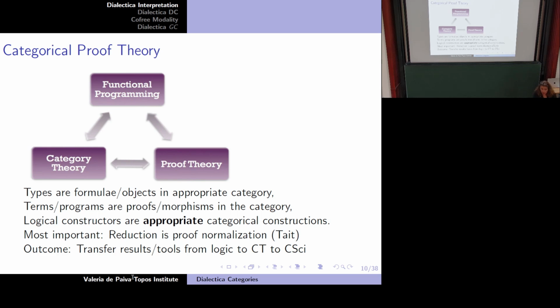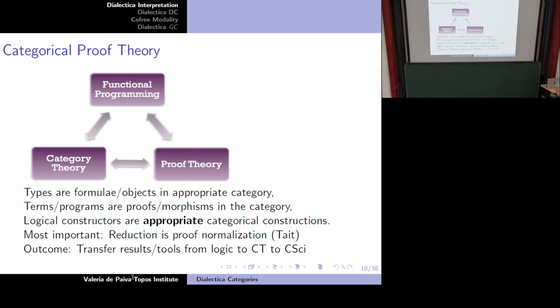Now I want to move on to category theory. I know that in this audience I don't need to explain much about categorical proof theory as being a version of Curry-Howard on steroids, meaning a version of Curry-Howard that, instead of simply connecting programs to proofs, also connects category theory. So types are going to be objects in an appropriate category. Terms or programs are proofs in the category. And the logical constructors are appropriate categorical constructions.